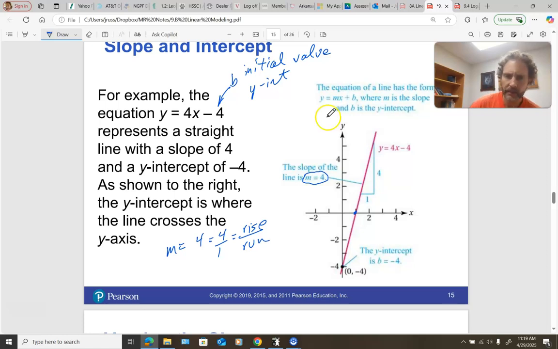Okay? Let me say a couple things. So if the slope is positive, you will rise. If the slope is negative, you will fall. But you will always run to the right. Okay?